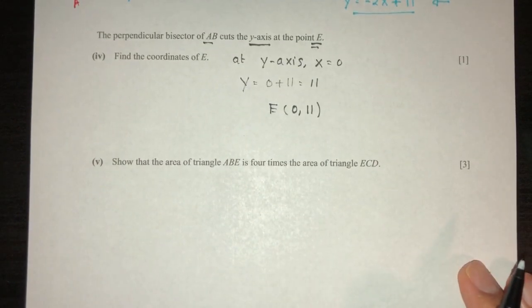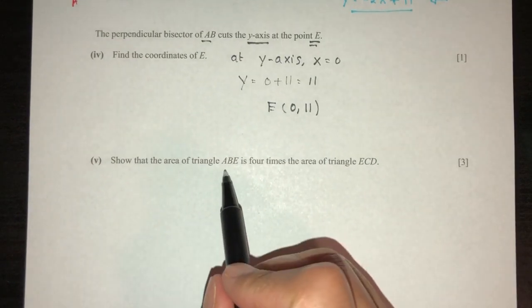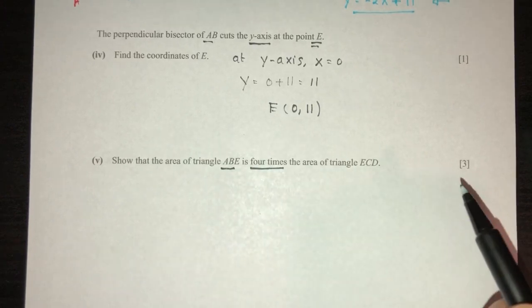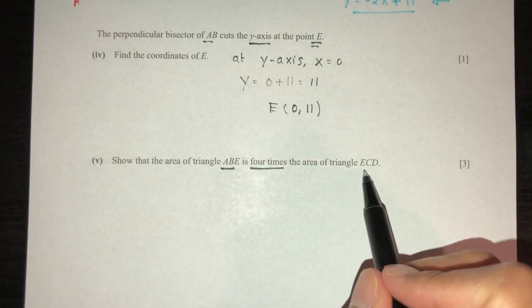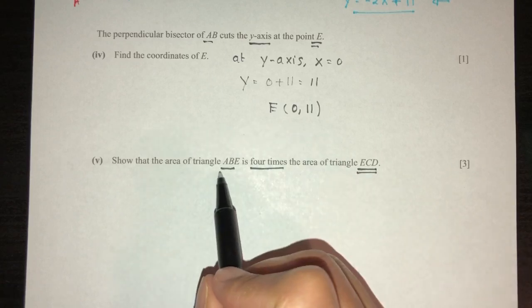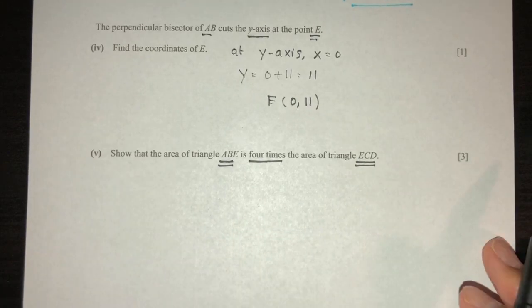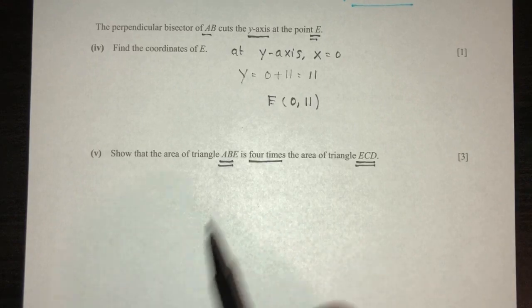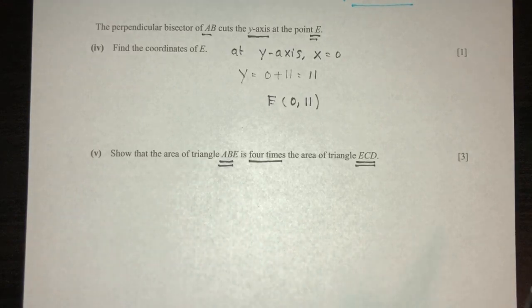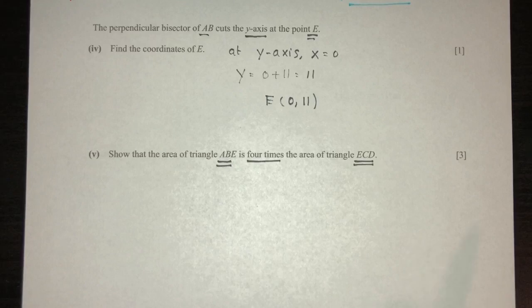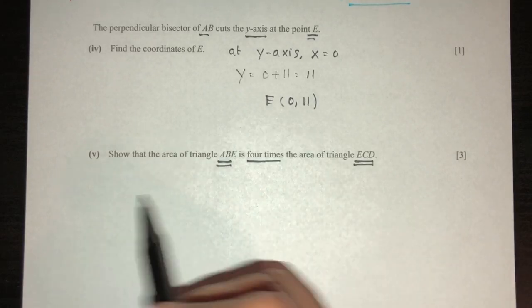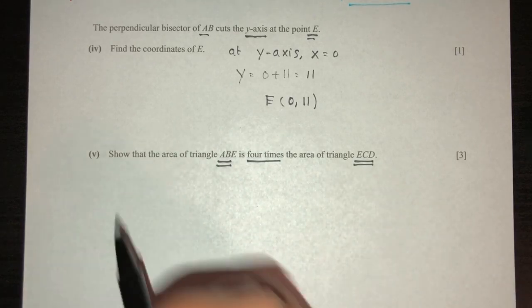Now the last question. Show that the area of triangle ABE is 4 times the area of triangle ECD. So you can do this step by step. You can just calculate the areas and prove that it's true, right? So let's do that. That's one way of doing it. If you want to, we can make a drawing and see what we have. That will be another option too, if you want to try that. But no worries, let's just do the easiest way, so you don't have to draw anything.